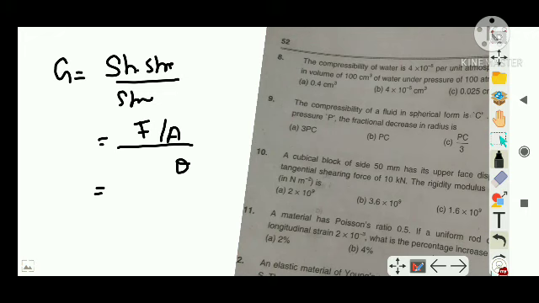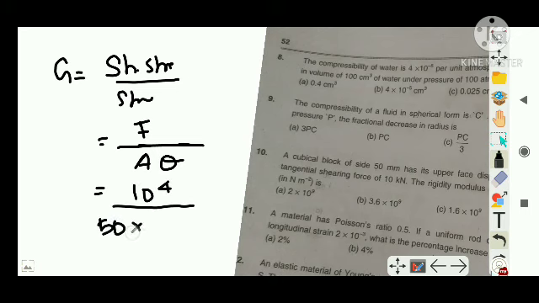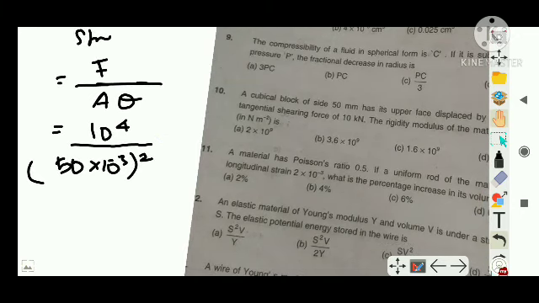Right? So it is F by A theta, right? This can be written as F by A theta, right? So F is given as 10 to the power 4, A is 50 into 10 to the power minus 3 whole square, right? It is a cube, right? So A square, A into theta, where tan theta itself is delta x by L, that is 0.0125 by 50, right?